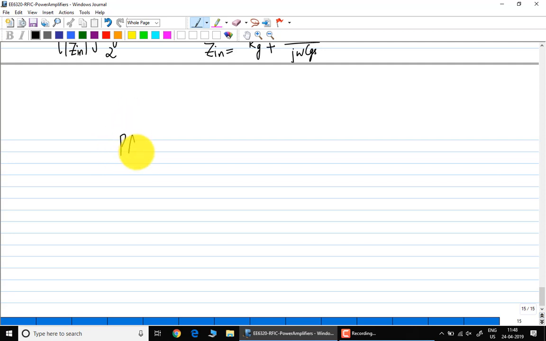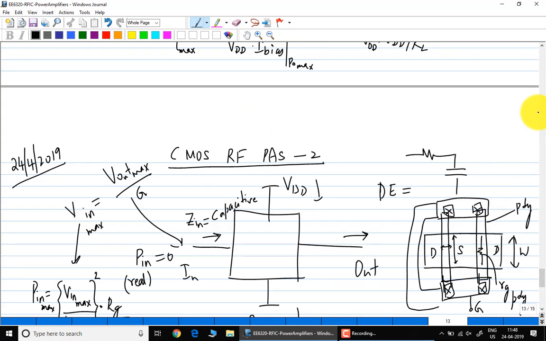So in fact, because of that, I am going to define a new metric of efficiency, which is called the power added efficiency. Okay. What is the power added efficiency? Anybody knows? PAE? How will you define it? Output power by input power plus PDC, right?